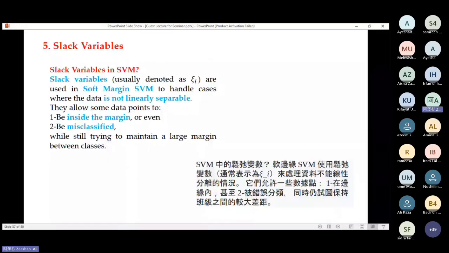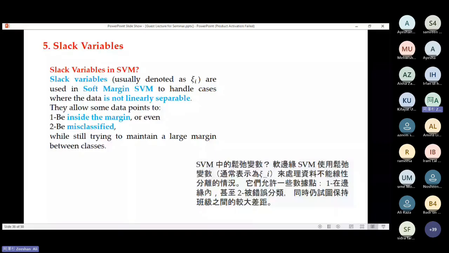Okay, so we have a last word, slack variable. So what is a slack variable? Slack variables in support vector machine, usually denoted as psi, are used in soft margin support vector machine to handle cases where the data is not linearly separable. Actually, if the data is not separable into different classes, the slack variable in support vector machine can help us classify the data into different categories.